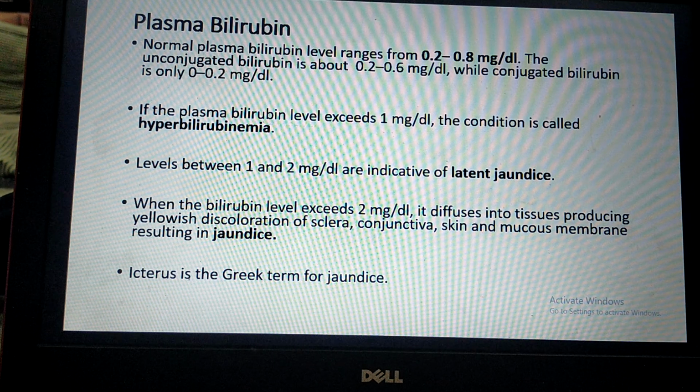When the bilirubin level increases above 2 mg per deciliter, it gets diffused into the tissues, especially unconjugated bilirubin, and it gives yellowish discoloration of sclera, conjunctiva, skin and mucous membrane, leading to jaundice. So jaundice means yellowish discoloration of skin and mucous membrane, whereas hyperbilirubinemia means increase in bilirubin above 1 mg per deciliter. Sometimes for jaundice the term icterus is used, which is a Greek word meaning jaundice.